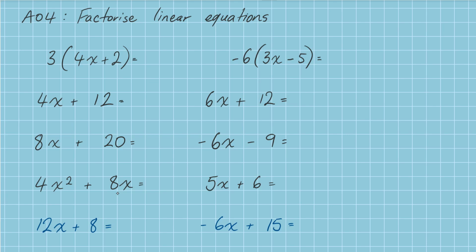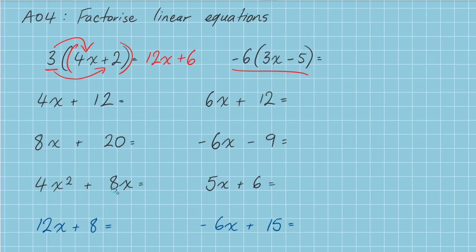Expanding single brackets. When you are expanding single brackets, you are multiplying everything inside the bracket by everything directly outside the bracket. So in this case here, 3 times 4x, 3 times 4 is 12, so 3 times 4x is 12x. 3 times 2 is 6, so our expanded brackets here is 12x plus 6.